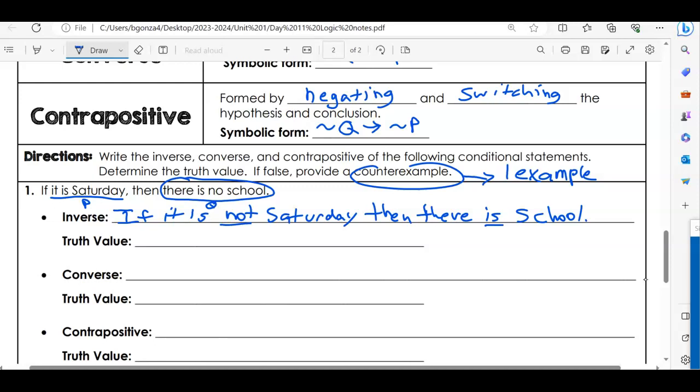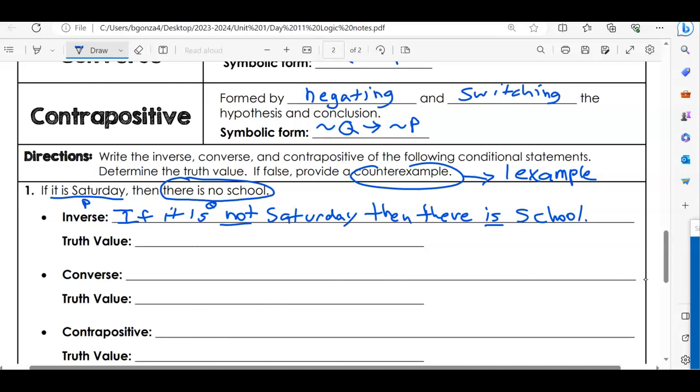Now, let's think about this. The original says, if it is Saturday, then there is no school. That is true. We are not counting, quote unquote, Saturday school. Saturday school is not like a normal school day. It's really just for attendance, in the cafeteria. It doesn't count. Normal school is not on Saturday. So this is true.